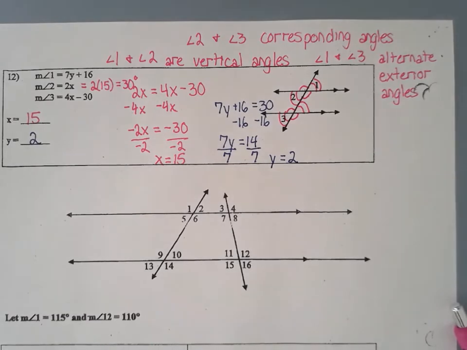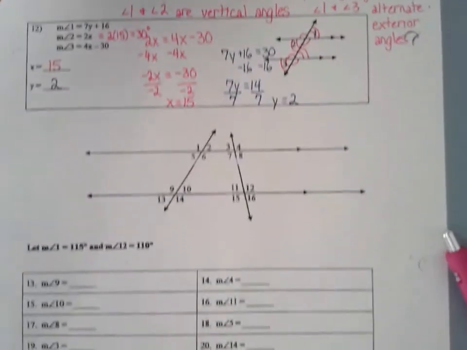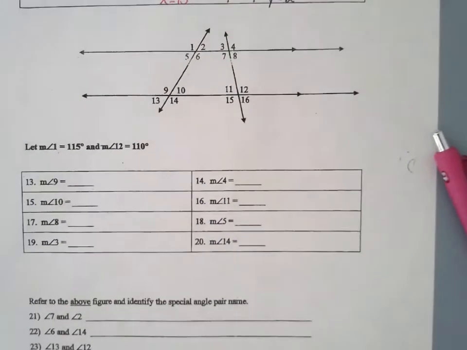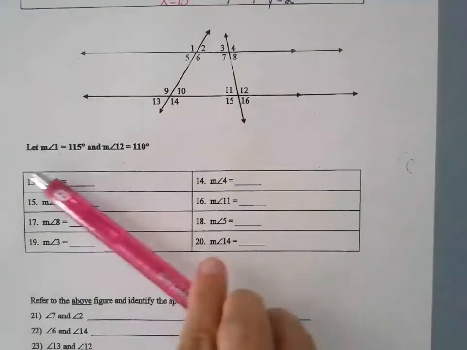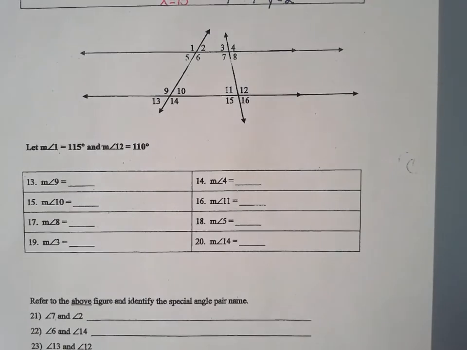Finally, we have one more section down here at the bottom, and this is just to help reinforce all that we've worked on and helping us understand where these congruence marks come into play, etc. So here, this tells us that angle 1 is 115 degrees, and angle 12 is 110 degrees. We are going to use this information to help us find all of these different angle measures.